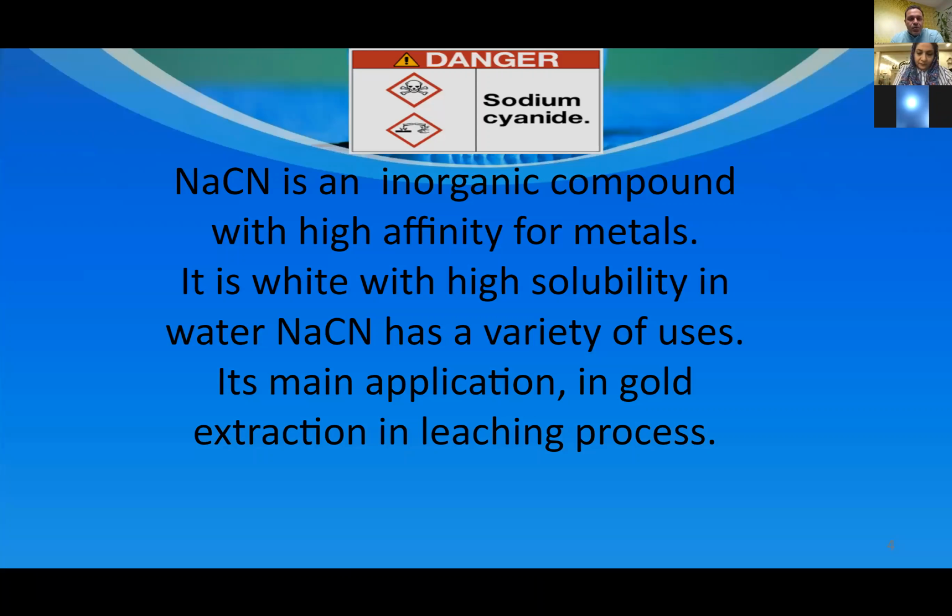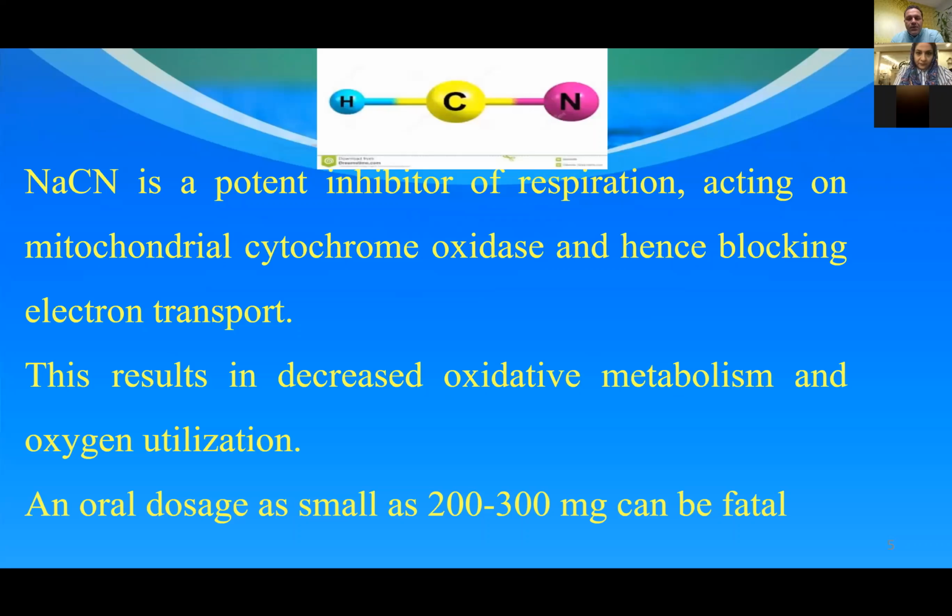NaCN is a potent inhibitor of respiration, acting on mitochondrial cytochrome oxidase and hence blocking electron transport. This results in decreased oxidative metabolism and oxygen utilization. An oral dose as small as 200 to 300 milligrams can be fatal.